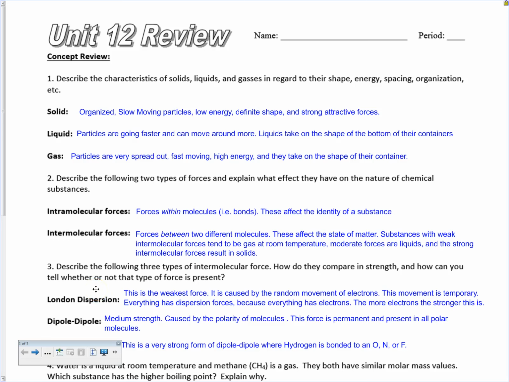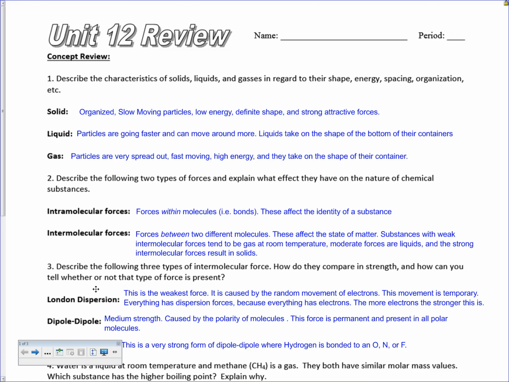This is the Unit 12 review. I've got all of the answers filled in here in blue, and I'll just emphasize the main points that I think you need to know from this. Otherwise, you can just read through it and figure those things out for yourself, and then ask me if you have any questions about those sorts of things.